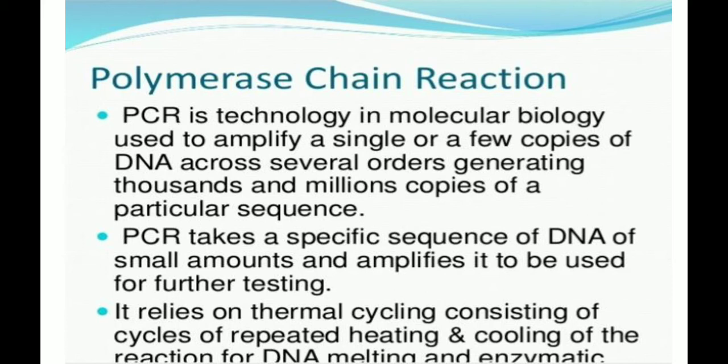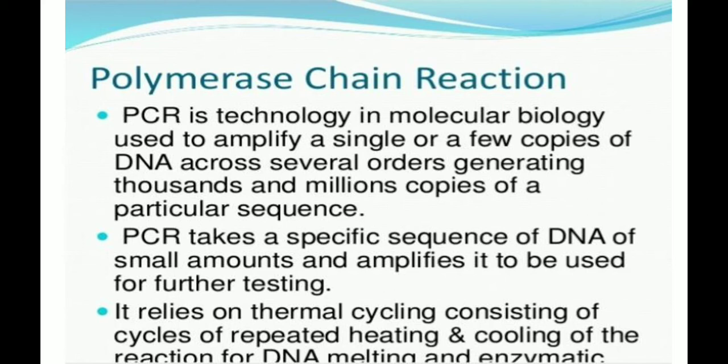PCR takes a specific sequence of DNA of a small amount and amplifies it to be used for further testing. It relies on thermal cycling, meaning it contains a thermal cycler, consisting of cycles of repeated heating and cooling of the reaction for DNA melting and the enzymatic replication of it. In this technique there is one very useful enzyme, that is the polymerase enzyme. So how this technique actually proceeds, that we will see.